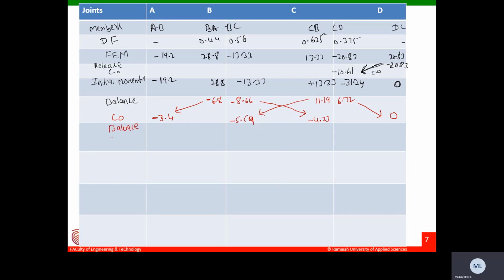So then what I have to do? As I said earlier, summation of the moment, multiply with the distribution factors, change the sign, write down the values. Minus 5.59 multiply with the 0.44, change the sign, write down the values.